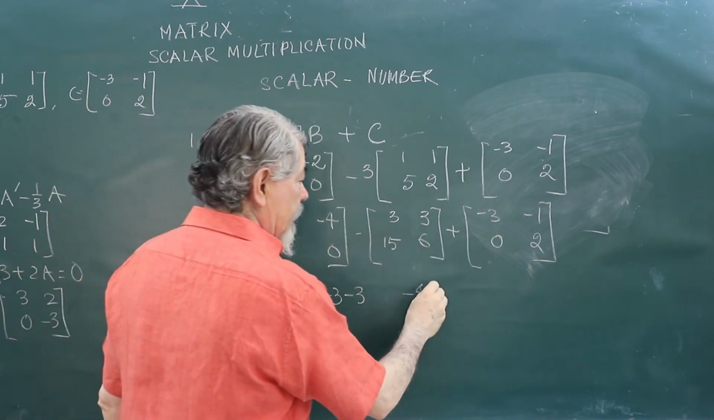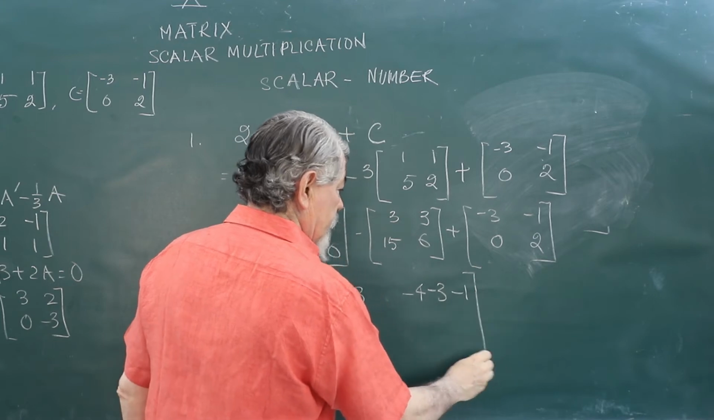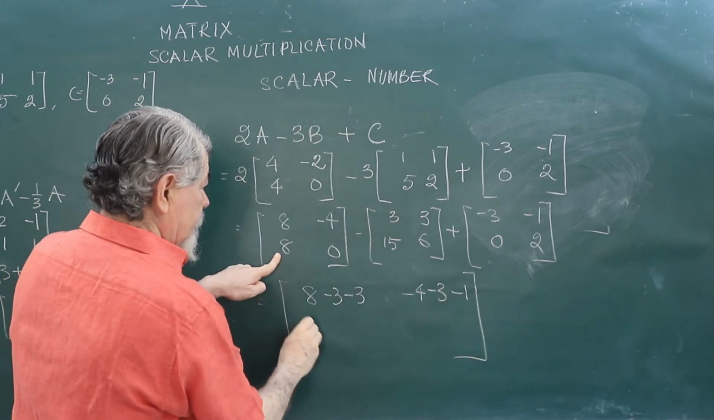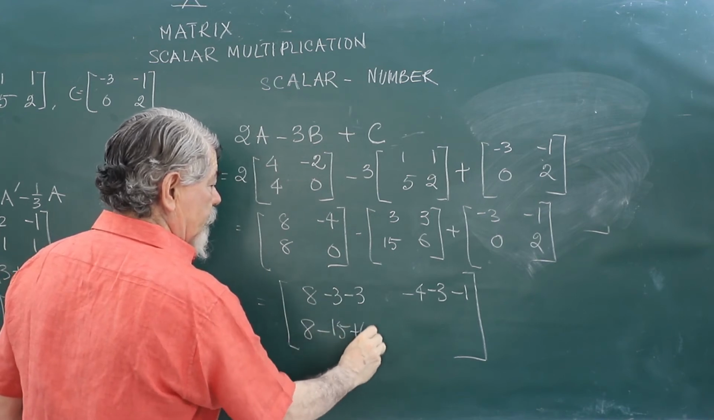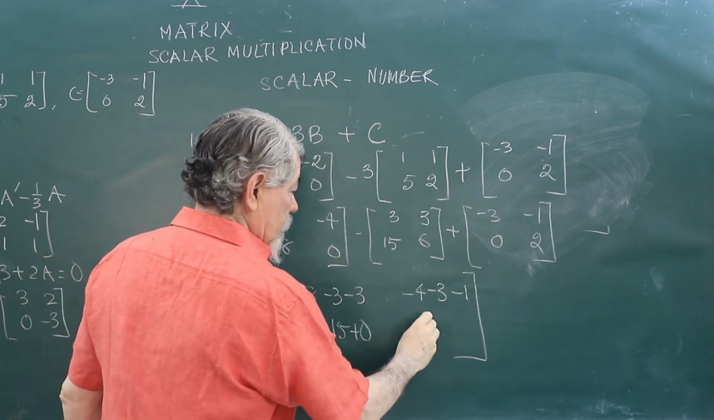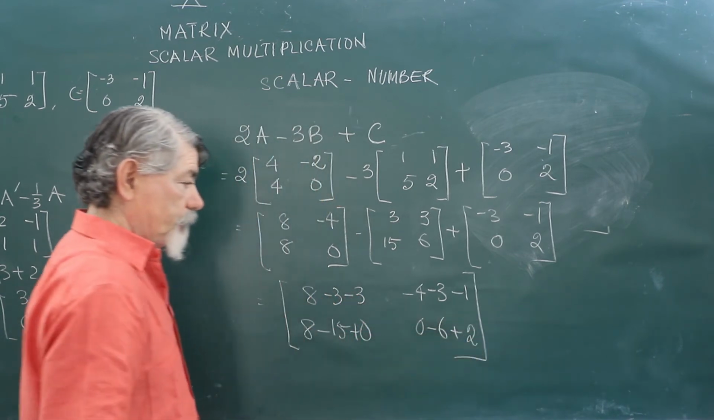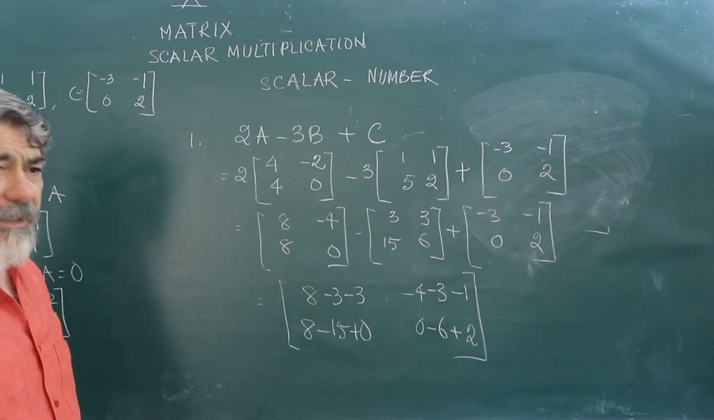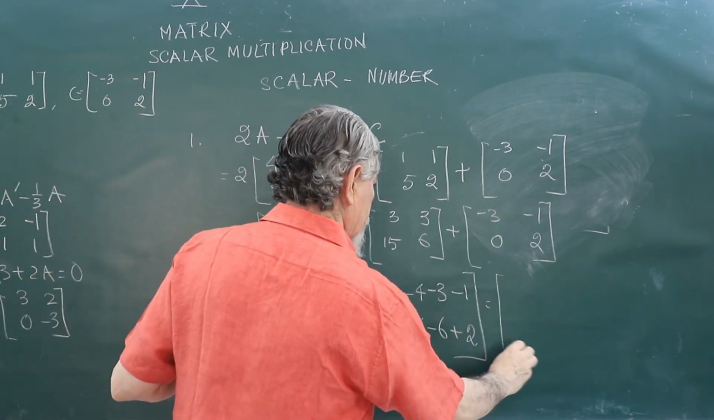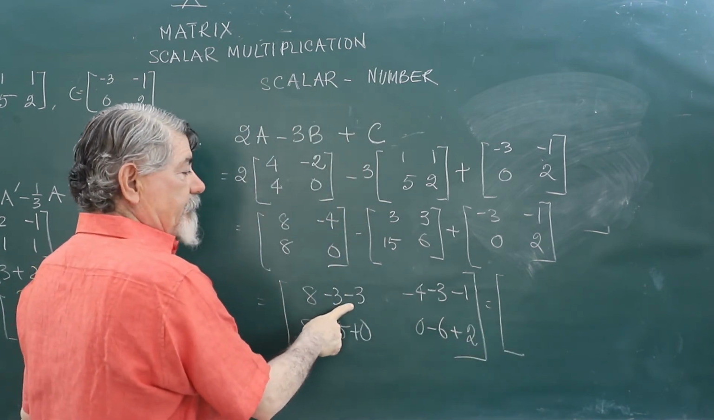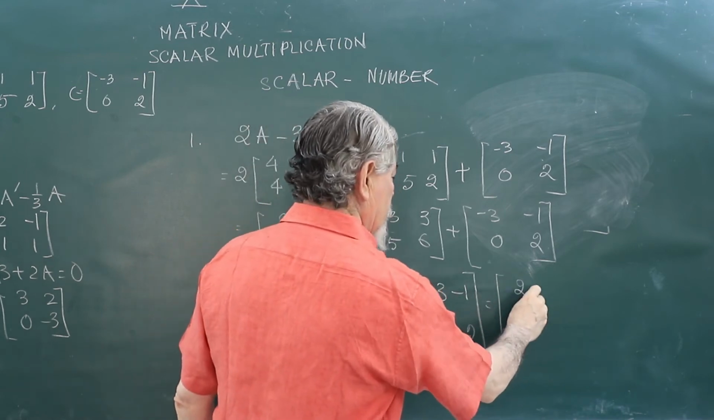It is minus 3 plus minus. 8 minus 15 plus 0. 0 minus 6 plus 2. Now it is simple addition and subtraction. This is 8 minus 3 is minus 6. 8 minus 6 is 2.